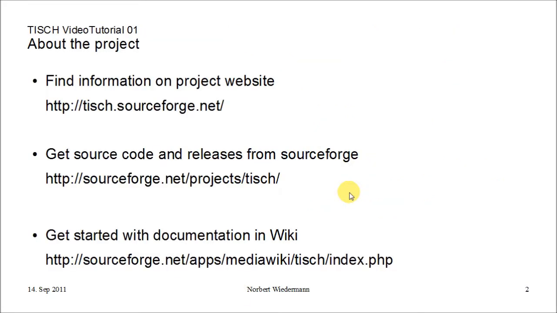You can find information about the project on our SourceForge website located at tisch.sourceforge.net. The source code and release versions you can find at sourceforge.net/projects/tisch. We also have a wiki where we do some documentations about the structure of the library. The wiki can be found at sourceforge.net/apps/mediawiki/tisch/index.php. But now let's start with the first URL.